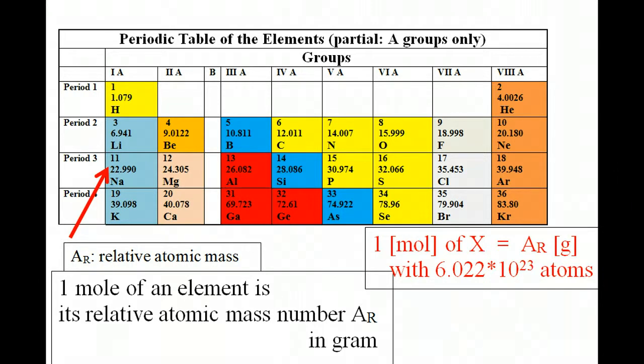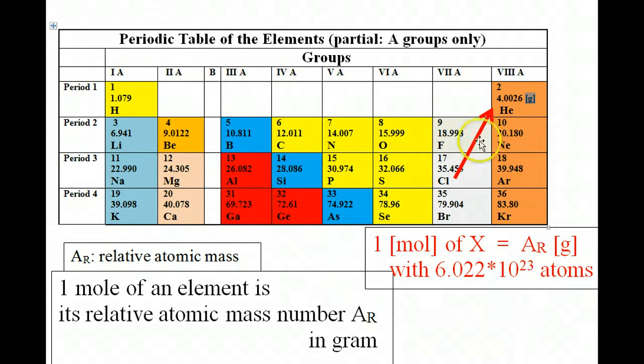6.022 multiplied by 10 to the power of 23 atoms, and this number, 6.022 multiplied by 10 to the power of 23, is Avogadro's number. What is 1 mole of helium? It is 4.0026 gram. That would be 1 mole.